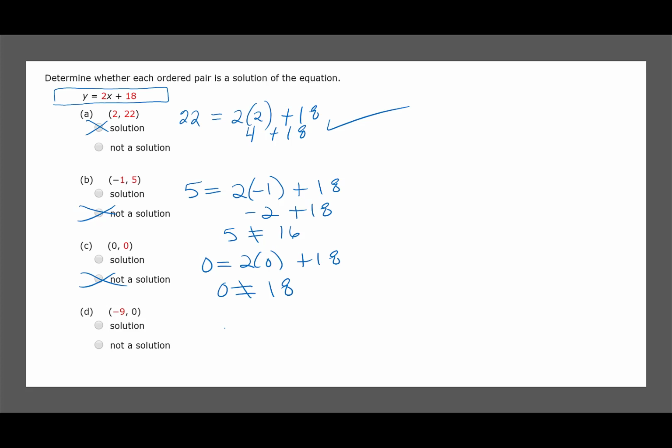Last one, the ordered pair -9, 0. 0 equals 2 times -9 plus 18. 2 times -9 is -18, and when you combine that with a +18, that does equal 0. So the ordered pair -9, 0 is a solution.